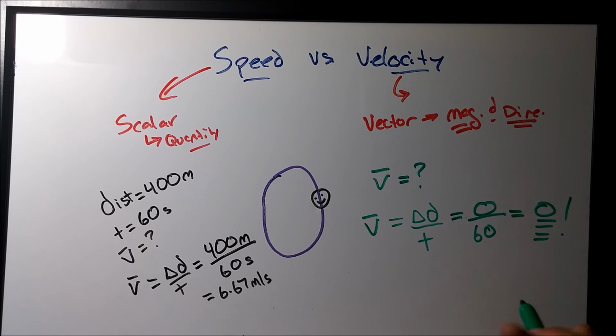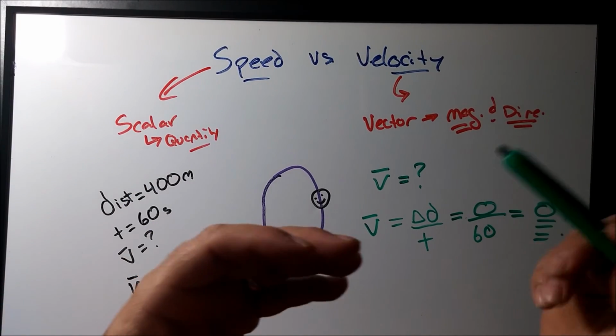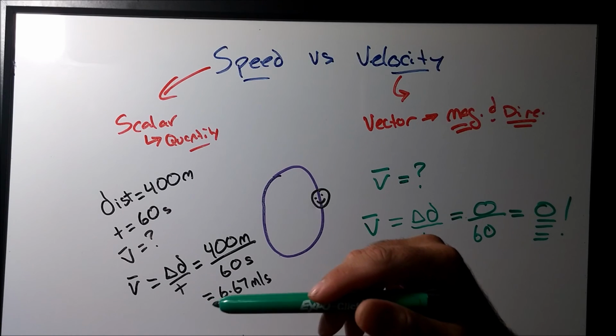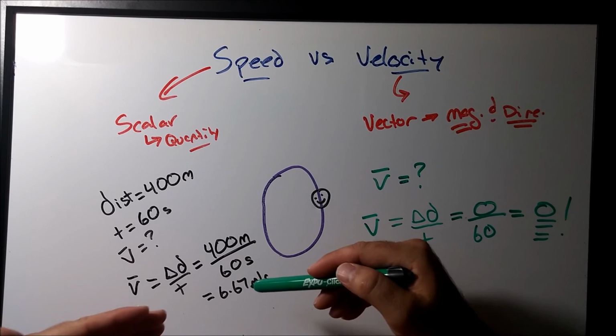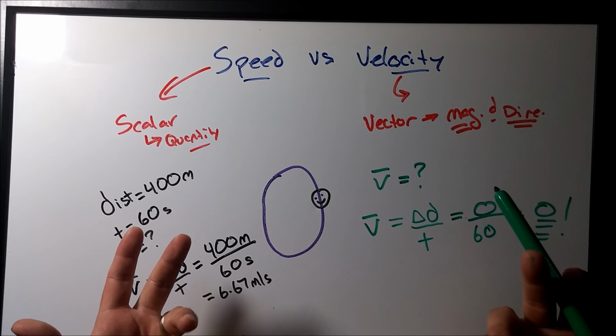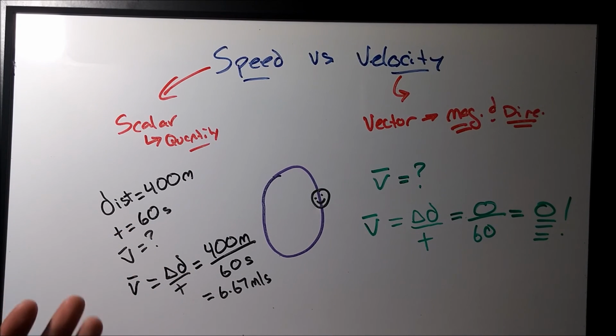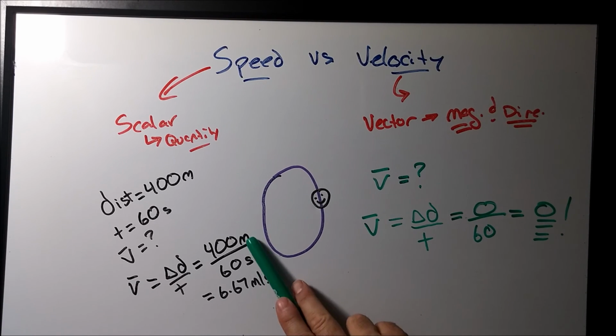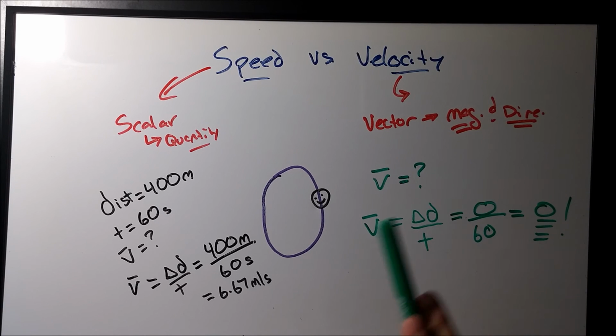I know, it's crazy, but in this example I just gave you, your average velocity was nothing, and your average speed was 6.67 meters per second. Right? Kind of confusing, I know. Here's the deal. Early on in physics, you need to know the difference between speed and velocity. You need to recognize that this is distance over time. You need to recognize that this is displacement over time.